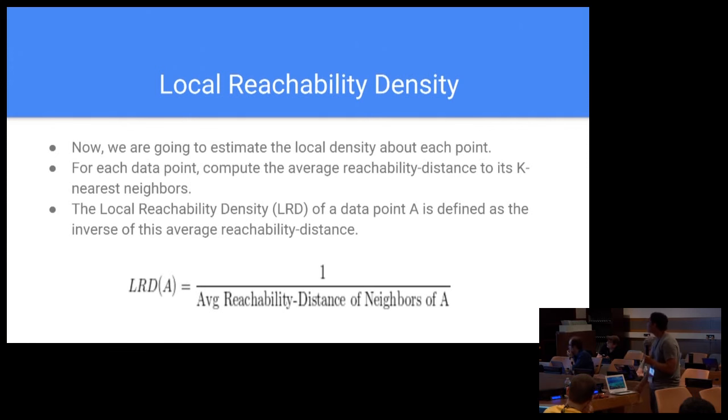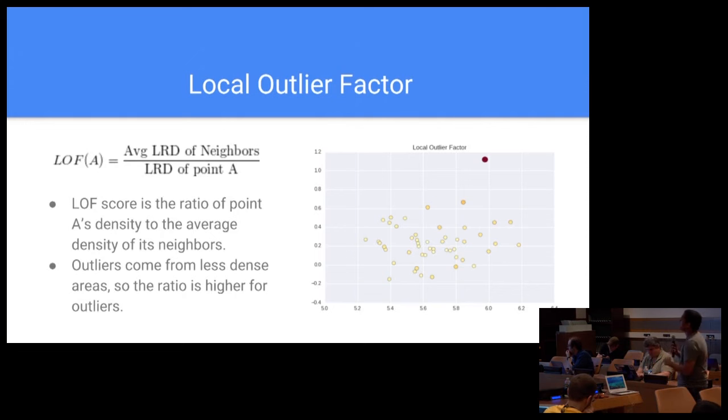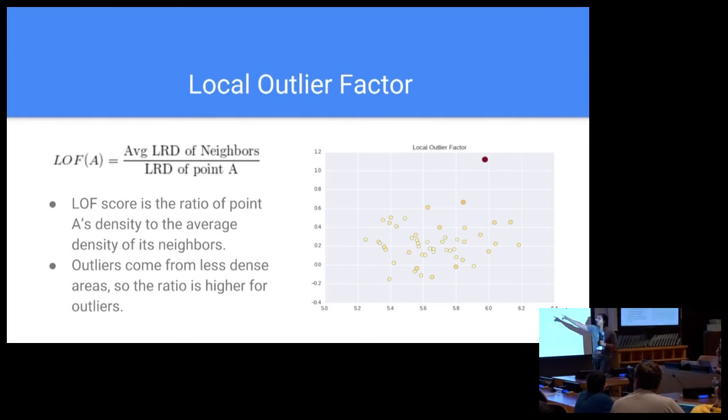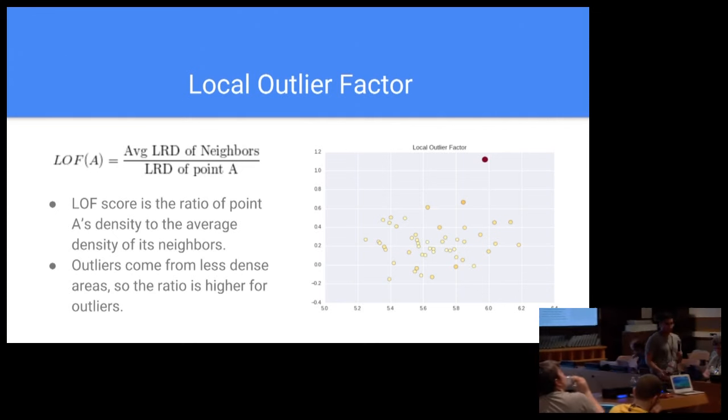Okay. Now we have the average local density for each point, and we can calculate the local outlier factor score for each data point. The local outlier factor score is basically the ratio of your neighbors' density compared to yours. The idea is that if you're an outlier, you come from less dense areas, so this ratio should be higher for outliers. The density of this point is probably very low, yet if you take its 5 neighbors and take their density, it's going to be much higher. So this ratio is going to be a large value divided by a small value, which is going to be large. The idea of the LOF score is that the higher it is, the more likely you're an outlier.